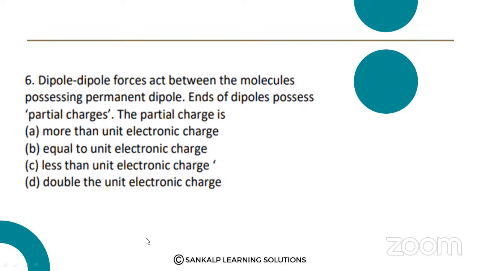Next, dipole-dipole forces act between the molecules possessing permanent dipole. The ends of the dipole possess partial charge. The partial charge is A, more than unit electronic charge, B, equal to unit electronic charge, C, less than unit electronic charge, D, double the unit electronic charge. It is less than unit electronic charge. So C is the correct answer.